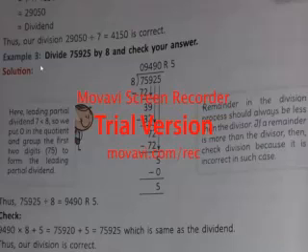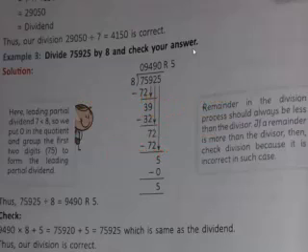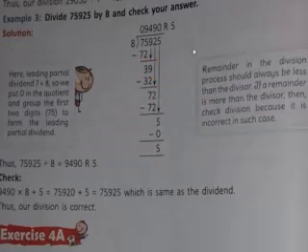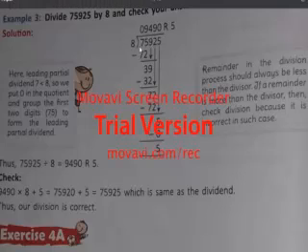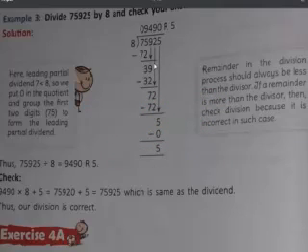In the same way, if you see example 3, divide 75,925 by 8 and check your answer. So after dividing, you have to check the answer also. You can see over here a division is done. At first 7 is smaller, so take 75. 8 9s are 72, so 72 is kept and 3 comes down. When 72 is subtracted from 75, 3 comes, and then 9 comes down, so it becomes 39.